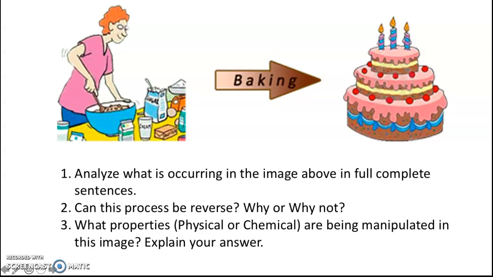I want you to take a minute or two and analyze what's happening in this image. Do you think this process can be reversed? Why or why not? And what properties do you think are being manipulated in this image, physical or chemical? Explain your answer. We'll discuss this in a moment. Just think about it. You don't have to write anything down. We'll talk about it during the live session.